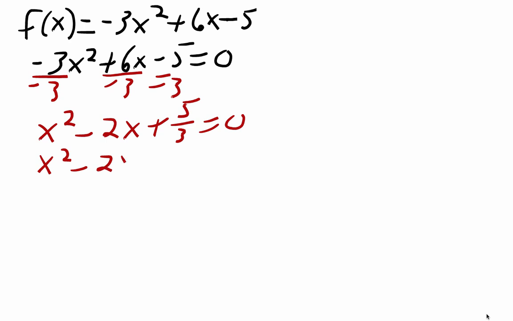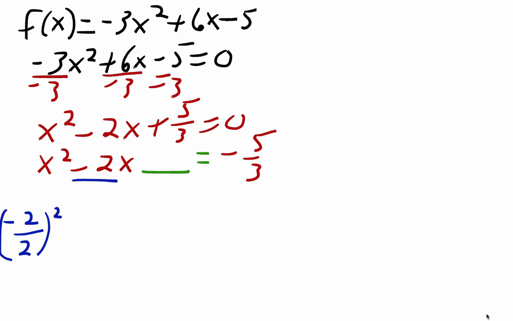X squared minus 2x, put the negative 5/3 on the other side. Leave a space right here for your new c. So we have negative 5/3. Take half of your middle term, negative 2. Take half of that, and then square it, so that'd be negative 1 squared, which is 1, so it's plus 1. Whatever you do to one side, you have to do the other.